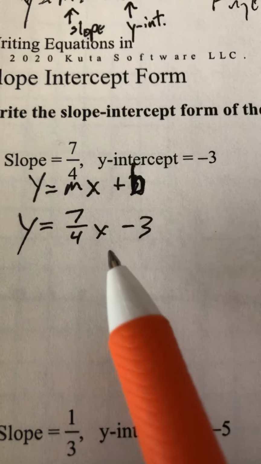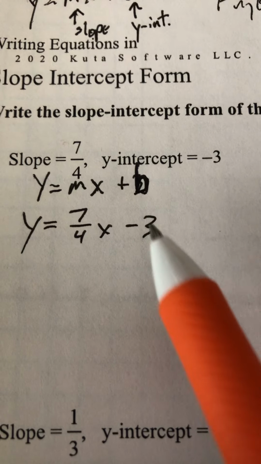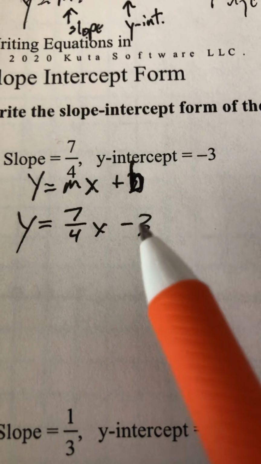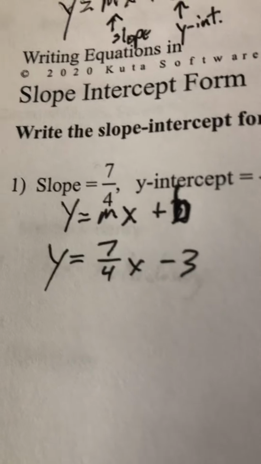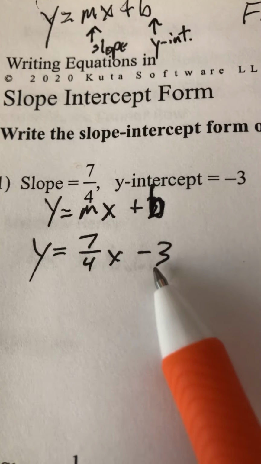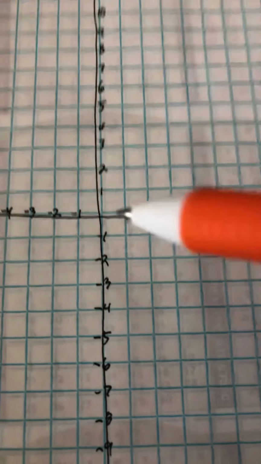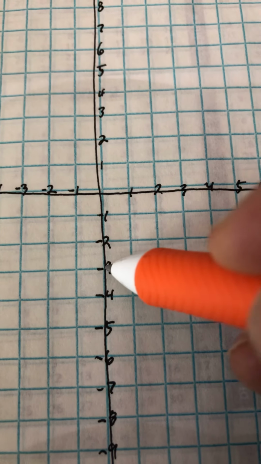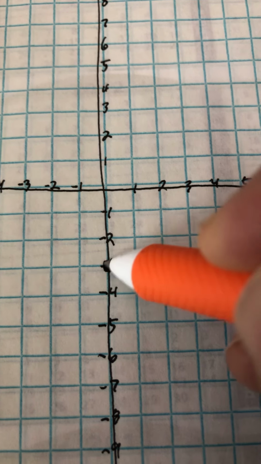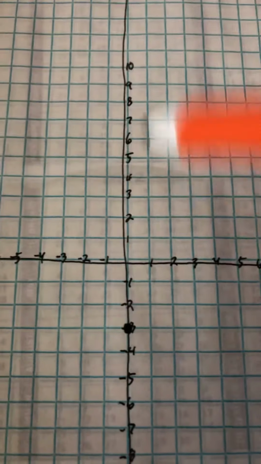All right, what does this mean? What does the y-intercept mean? If I were to graph this, my -3 y-intercept means where it crosses the y-axis on a graph. You don't have to graph these, but right here I'm going to put a dot at -3 on the y-axis.